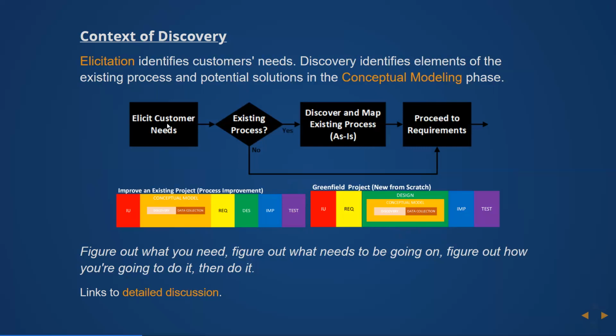And if we look at that as a flow chart, we'll say, okay, what do we need? What's the problem? If there is an existing process, then we'll go ahead and do the discovery and mapping for the as-if state. Otherwise, we'll skip straight to requirements. It's two ways of saying essentially the same thing.